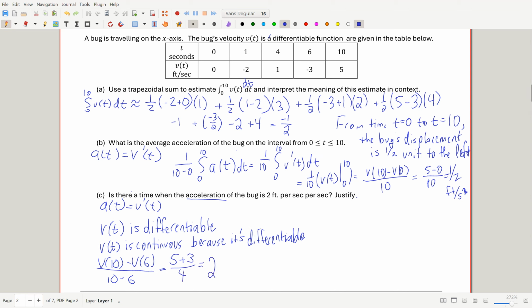If you don't believe me that equals 2, you shouldn't be grading an AP test. Don't say that to the grader. The MVT, that's it. Those are the 3 conditions you need: differentiable, continuous, and show me the difference quotient, giving me the number. The MVT guarantees a time.